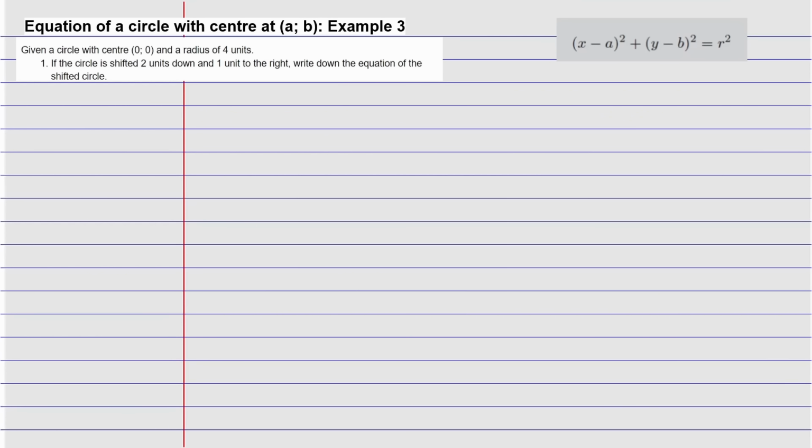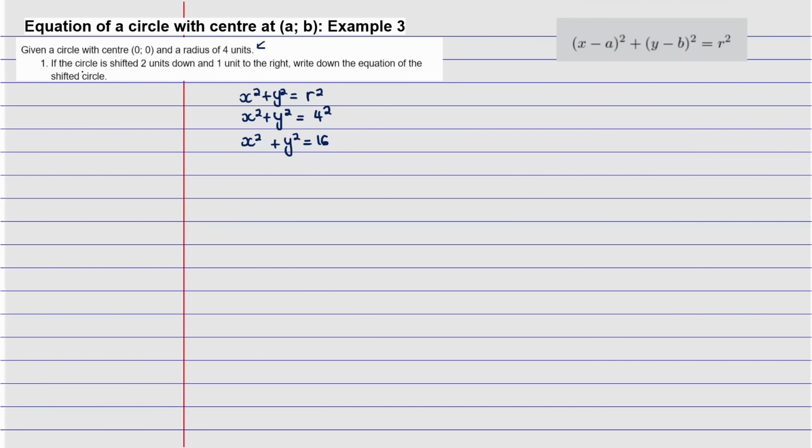So now we're going to do example 3. It says given that the circle with the center 0, 0 and the radius 4. So first they gave us the actual circle without a and b. So we know the fact that the original circle is x squared plus y squared equals r squared. So let's write this circle here. It's going to be x squared plus y squared equals 4 squared. So that's the same as x squared plus y squared equals 16.